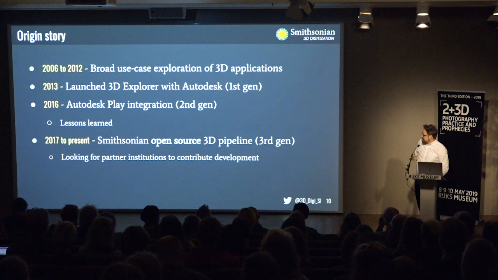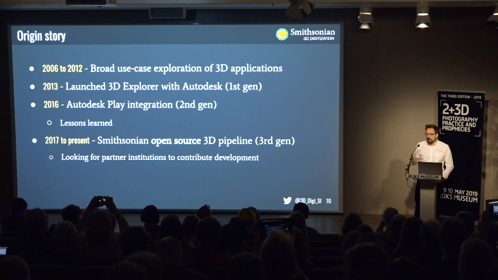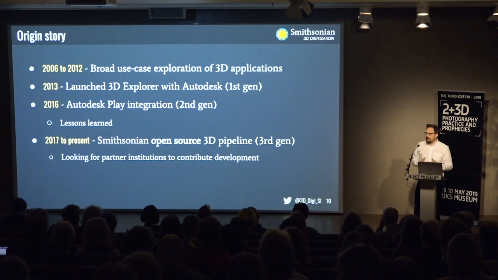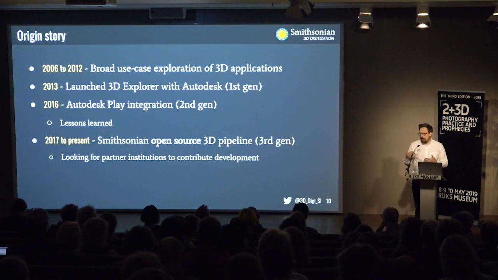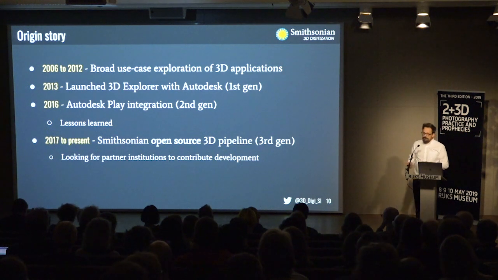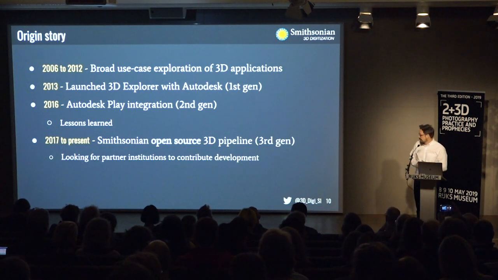So from 2017 to present, we've been working on the Smithsonian open source 3D pipeline. That includes a 3D viewer, but it really takes a holistic view in how we capture, preserve, author, and deliver content. So we're definitely looking for partner institutions to contribute development. If there are other institutions interested in doing 3D, or they're doing 3D and they have developers and they want to help, we would love to talk to you.